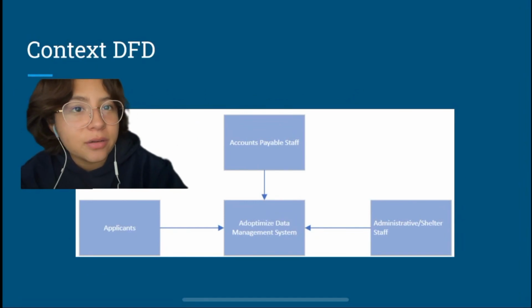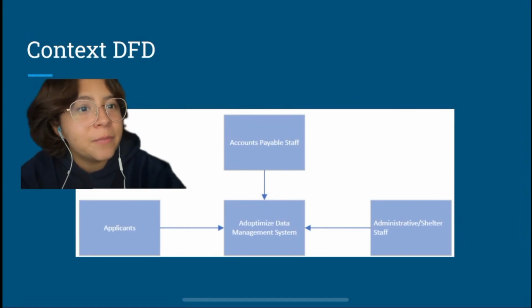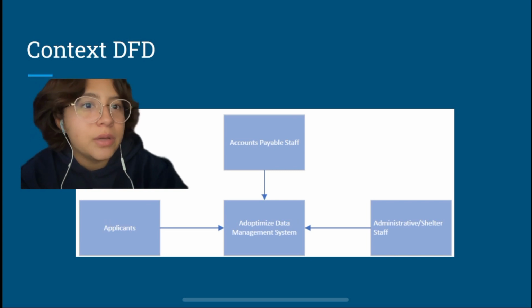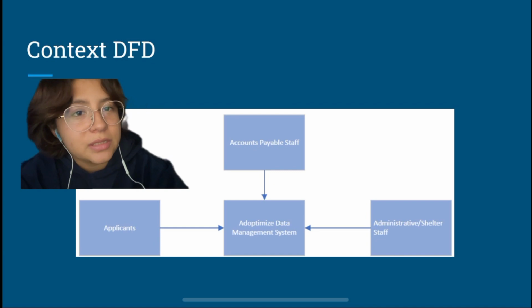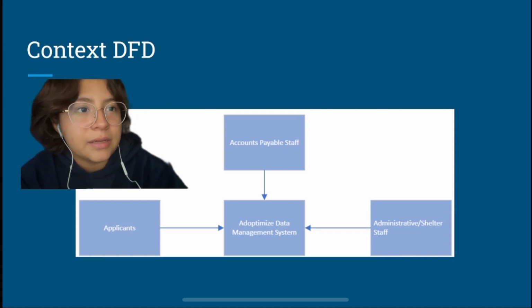Okay, so we're going to start off with our context diagram. It's a pretty high level view of our system. So in the middle we have our optimized data management system with all of our external entities that are interacting with it. So our applicants of all types, we have our adopting applicants, our volunteers, we have our job applications, any type of application submission, those users are going to be interacting with it.